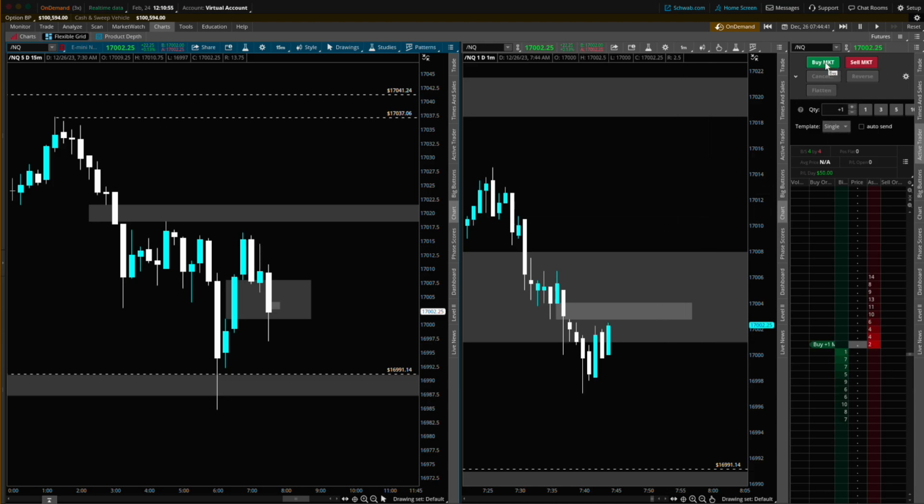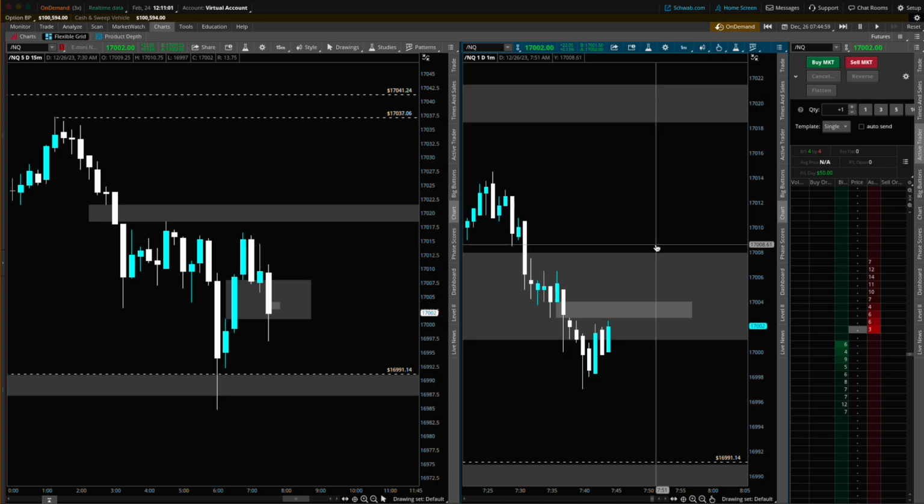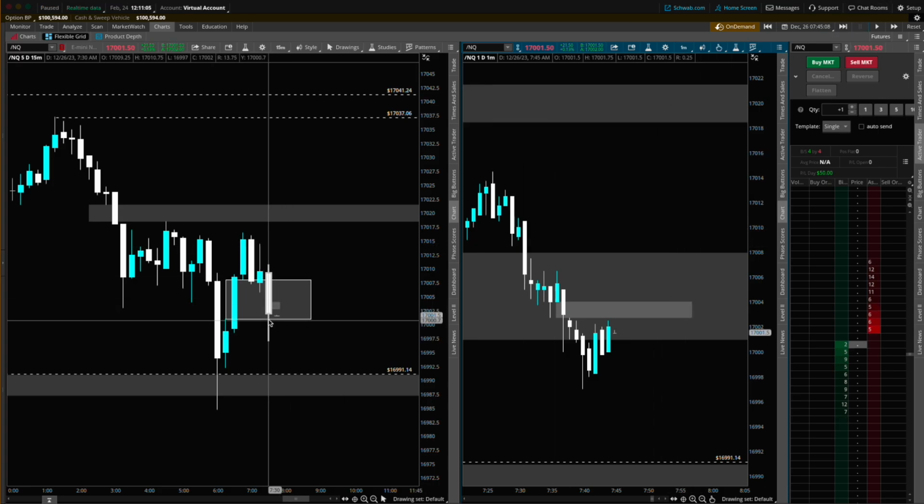All right, so I'm gonna start off with one contract, and then I'll probably scale in as it goes up. Fair value gap right here did not get disrespected because this 50-minute did not close below this, so we are still bullish. We're still looking for longs.